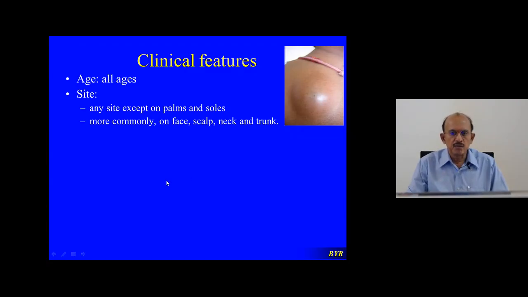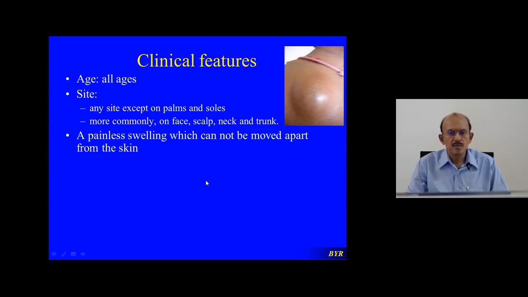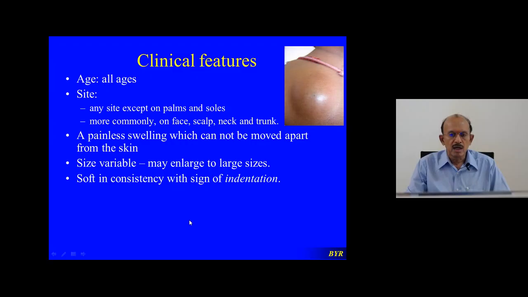More commonly on the face, scalp, neck, and trunk. Presents as a painless swelling which cannot be moved apart from the skin. So it appears like a skin swelling, and it moves with the skin. Size variable, maybe a small size like a pea size, or it may be very large, like football size. Soft in consistency with sign of indentation.